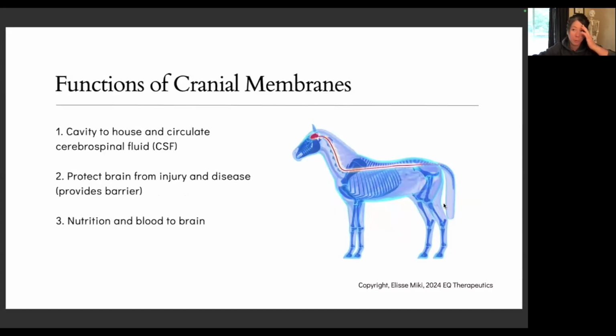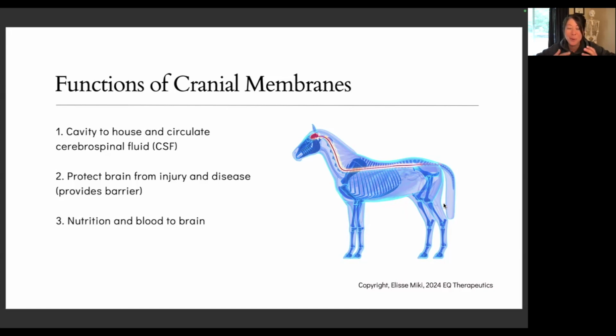Now we want to look at the three main functions of cranial membranes. So number one, as we just discussed, it's a cavity that's going to house and circulate CSF. Number two, it's going to provide very important protection to the brain from injury and disease. So it's providing a barrier to the brain. Number three, it's going to provide nutrition and blood to the brain. So remember that pia mater, the innermost layer, is going to be providing that nutrition and blood to the brain.